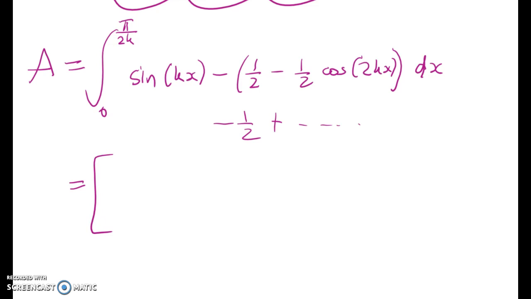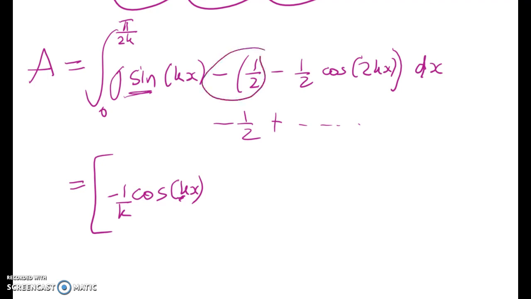Okay, so anti-differentiating, I want to end up with sine. It's going to be cos of kx. When I differentiate that, I'll get negative sine. I want positive sine, so it's going to be negative 1 over k because of the chain rule application. So that's the first term. This will give me minus x on 2.